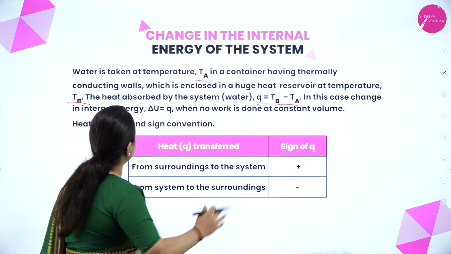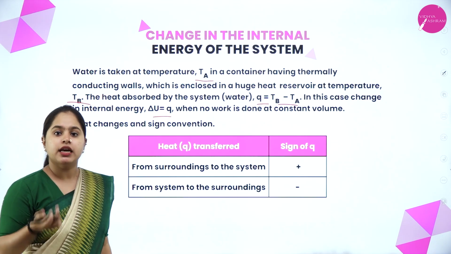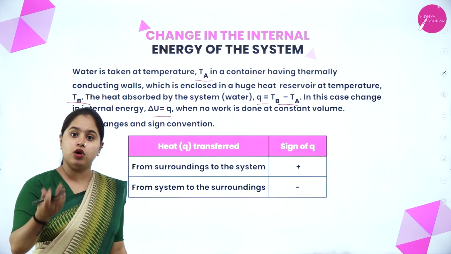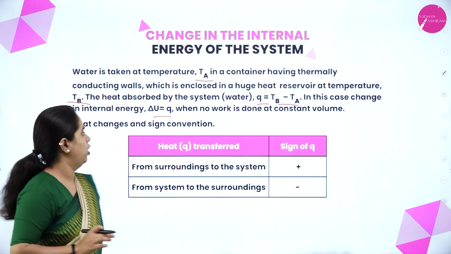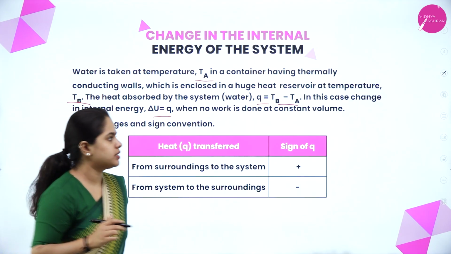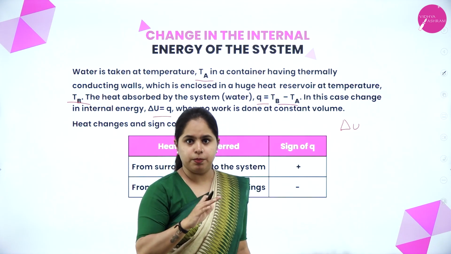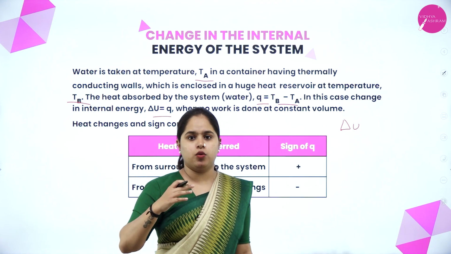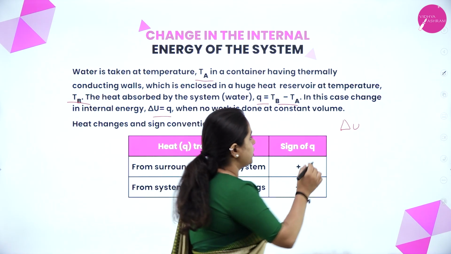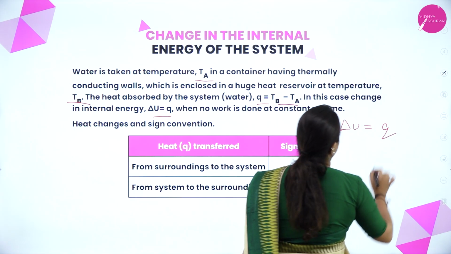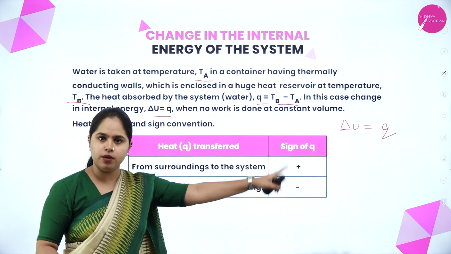So in this case, the change in internal energy will be equal to Q. Hence delta U will be equal to Q, when no work is done, at constant volume. I hope it is clear. So when there is a temperature difference between the system and the surroundings, there will be heat absorbed or released, and that will be equal to the change in internal energy. So we can write delta U equal to Q.